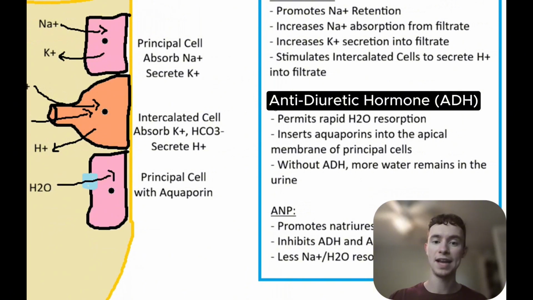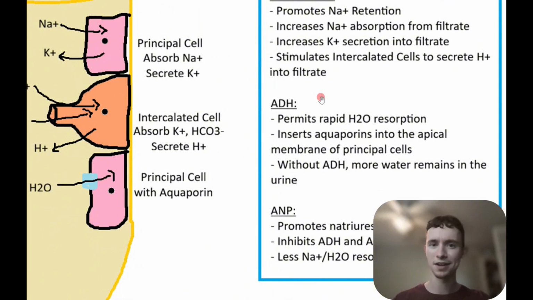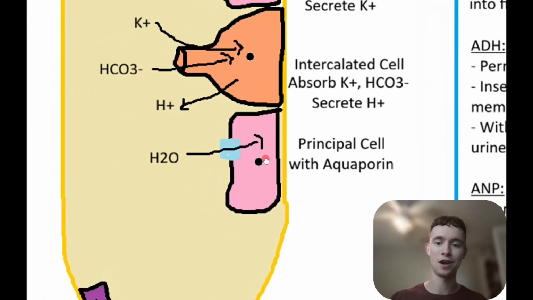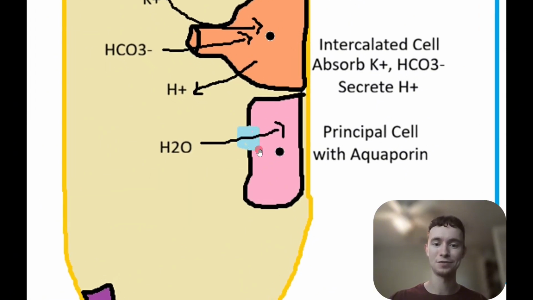ADH is our next hormone, which is called anti-diuretic hormone. The way I remember it as a student is diuretics is the med that makes you pee. So anti-diuretic doesn't make you pee. So you want to hold on to your water, okay? And so it really is all about water reabsorption. The way it does this is incredible. It actually upregulates the production of aquaporin channel proteins on the apical membrane of the principal cells. And that's what I've drawn right here.